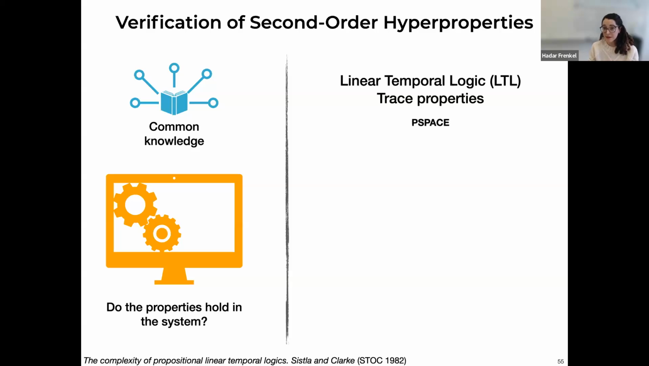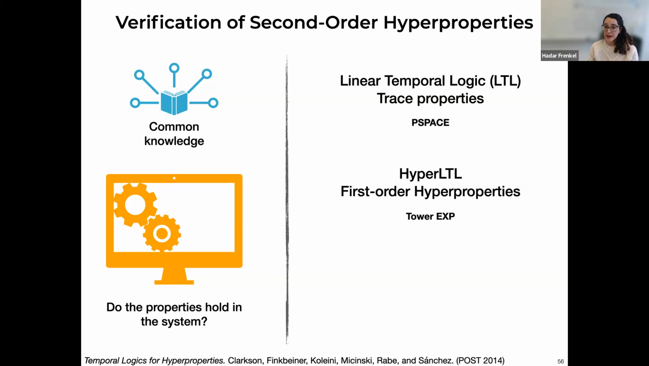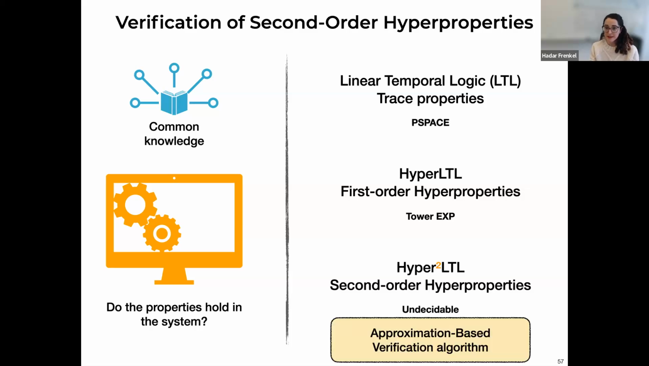For LTL specifications, this problem of verifying a system versus an LTL specification is in PSPACE. To verify a HyperLTL specification, it's tower exponential. It depends on the number of quantifier alternations. Actually, in practice, it's usually not as hard because the properties have only a few alternations, but in general, this is the complexity, but it's still decidable. HyperQPTL, as I said, its verification problem is undecidable.